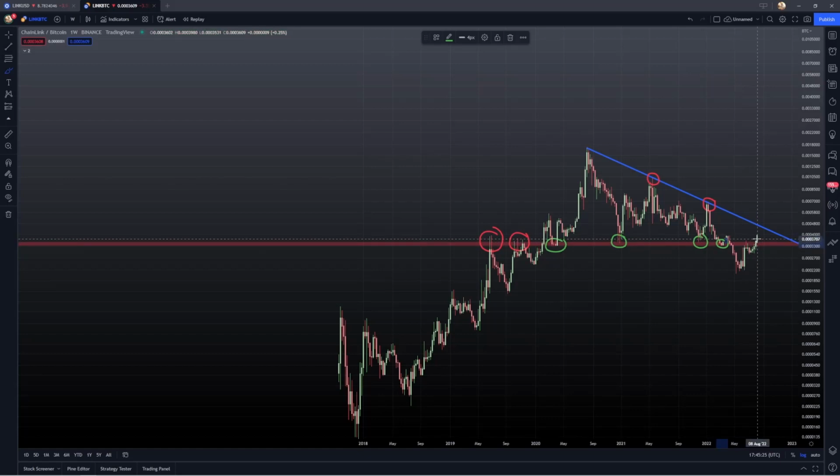So it is a positive sign to see in the short term we're coming back above that level, reclaiming it, but I do want to see more confirmation. I do want to see maybe some consolidation and then eventually that break of that resistance. So that is the long-term analysis on Chainlink with the Chainlink Bitcoin and the USD pair.